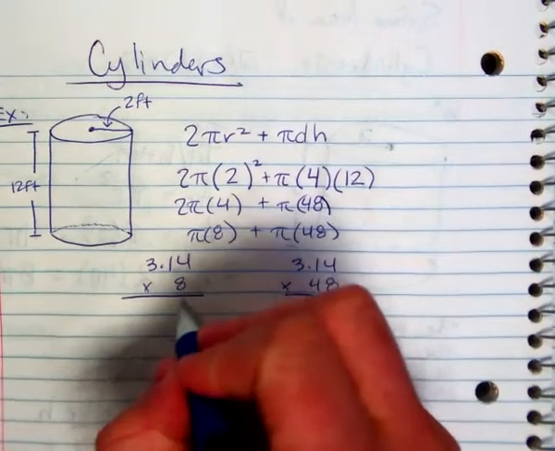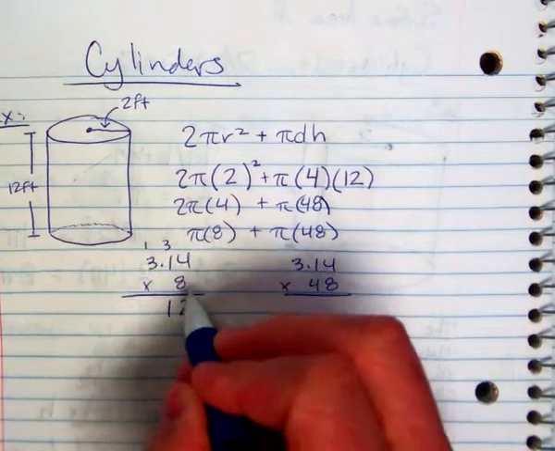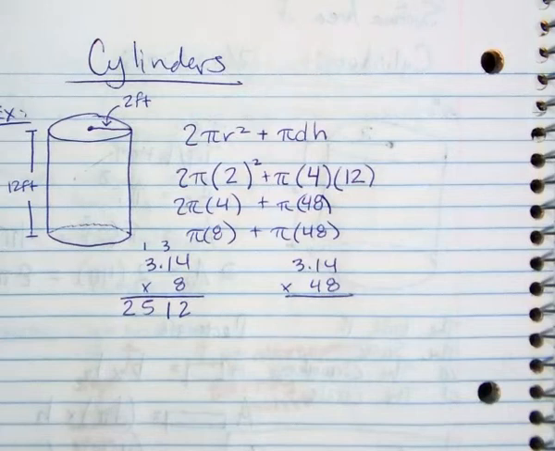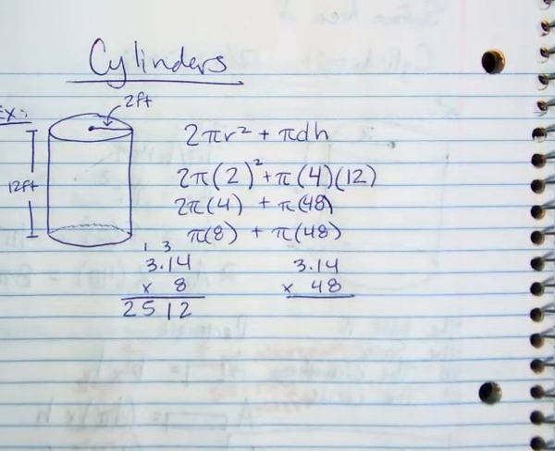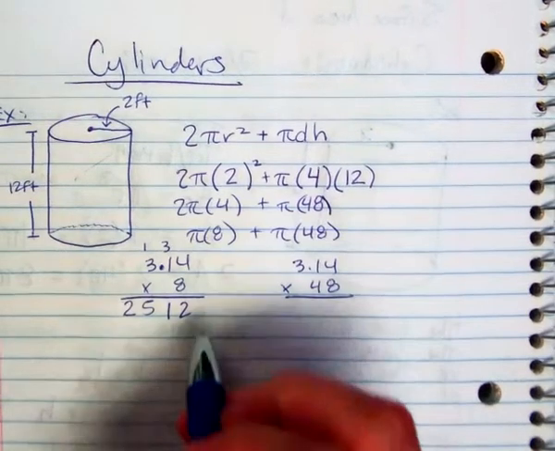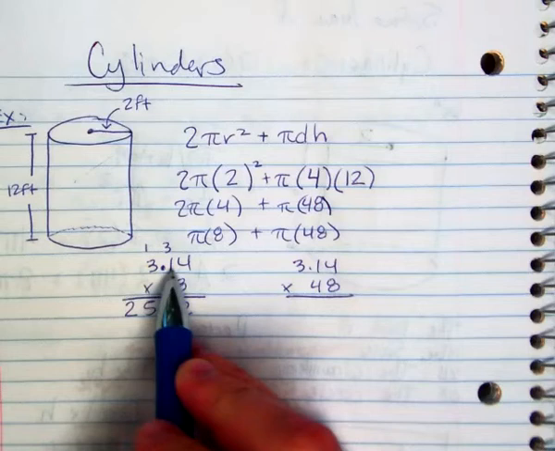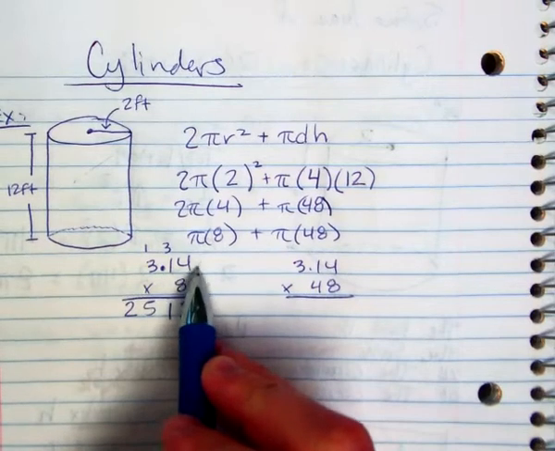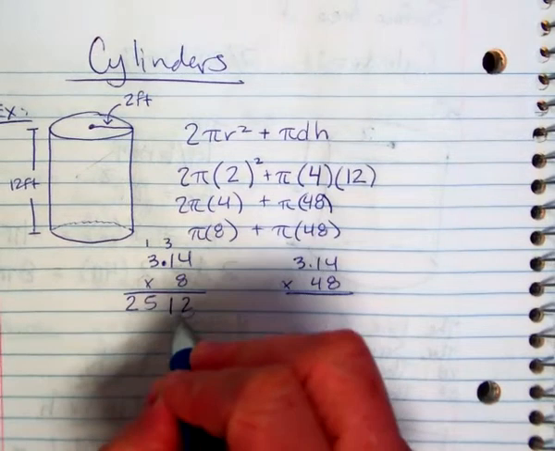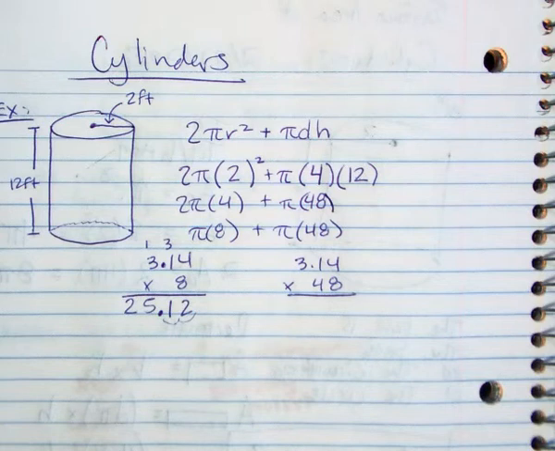So times 8. 8 times 4 is 32. 8 times 1 is 8. Carry the 3 is 11. 8 times 3 is 24, with 1 more is 25. Please do not forget, when you multiply with a decimal, your final answer has to have the same number of decimal places. The 1 and the 4 in 3.14 are the only numbers after the decimal, so that's 2 numbers, so bring it in 2 places. 25.12.